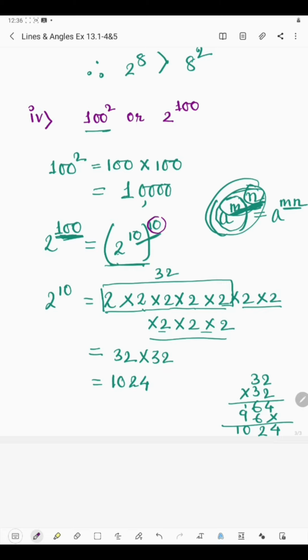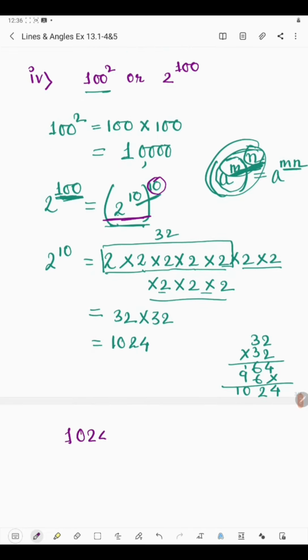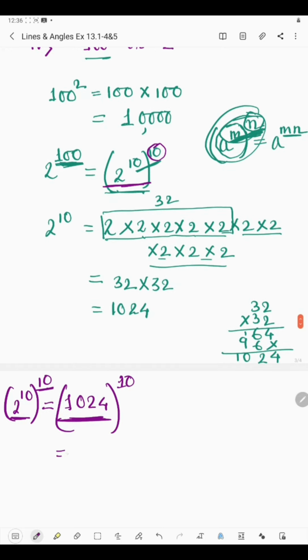Now here 10 is the power of 2 raised to the power 10. The value of 2 raised to the power 10 is 1024. This we have got. Now here 2 raised to the power 10 is raised to the power 10, means 10 is the power of 2 raised to the power 10. So here the value of 2 raised to the power 10 is 1024, and then it is raised to the power 10 because we have 10 here. Now that means if the power is 10, we will have to write 1024 10 times.